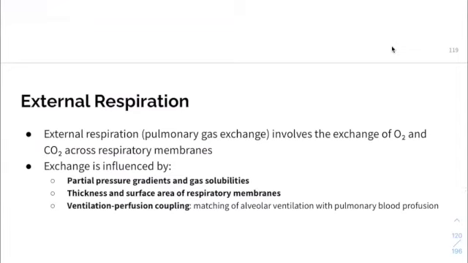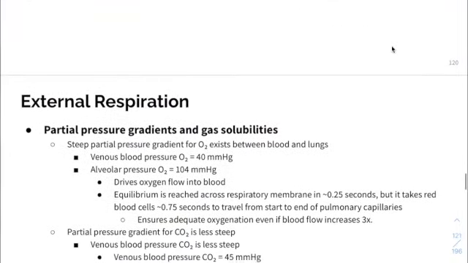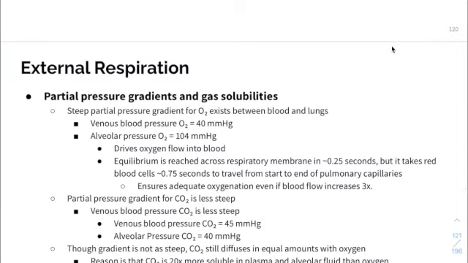So external respiration, as we kind of said, is where we are exchanging gases in the lungs. It's influenced by partial pressure gradients and gas solubilities, the thickness and surface area of those respiratory membranes, and the ventilation perfusion coupling, which is that alveolar ventilation with the pulmonary blood perfusion. So let's look at the partial pressure gradients and gas solubilities.